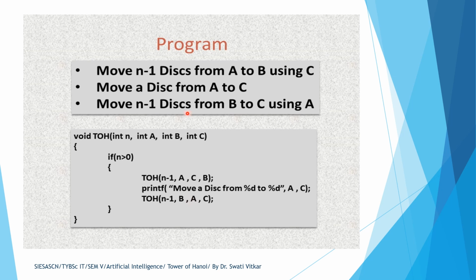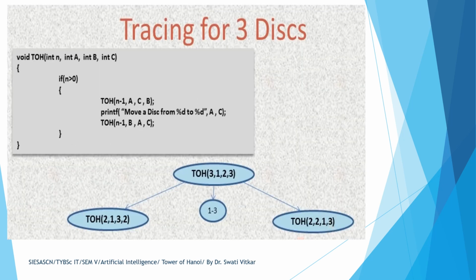So here we are just writing the intermediate position, and then again we are calling the recursive function, which will move B to C using A, because B was having two disks. So we are moving two disks from B to C using tower A. So this is a recursive function. Now we can trace these three disks like this.